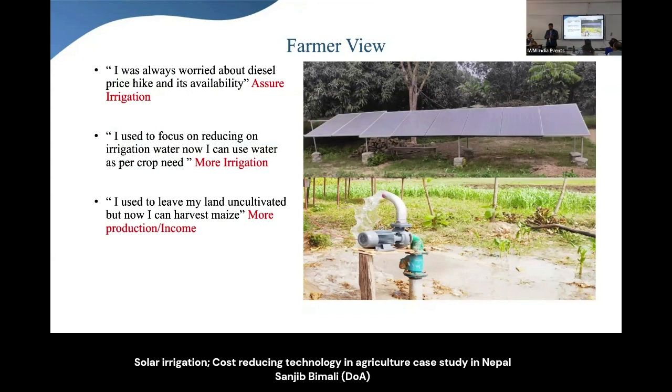I used to focus on reducing the irrigation water. Now I can use water for the crop needs. At the previous time, when the pump was not installed, his main target was just to reduce the irrigation water in whatever ways he could find.